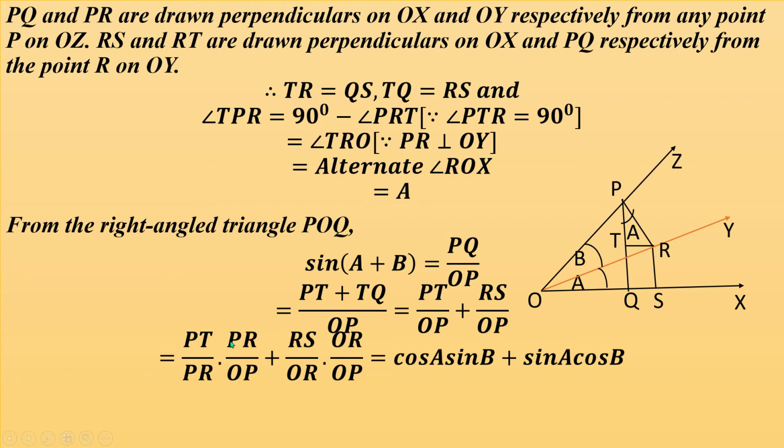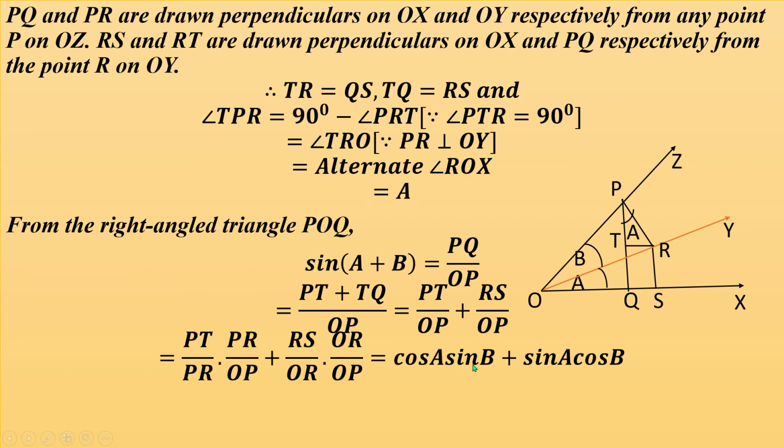And another one is PR by OP. In triangle PRO, this is a given angle. So PR is the perpendicular and OP is the hypotenuse. So PR by OP equals perpendicular divided by hypotenuse, which equals sine B.